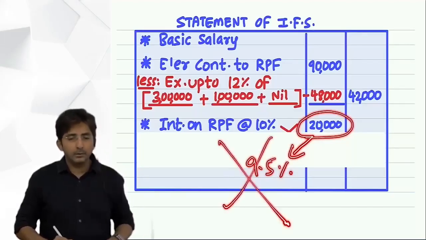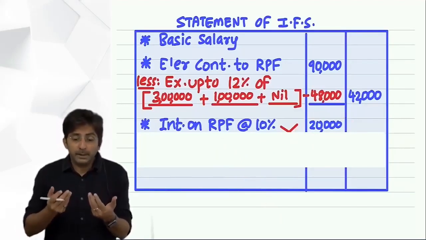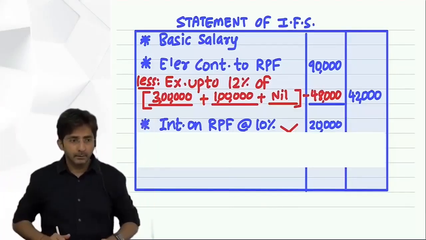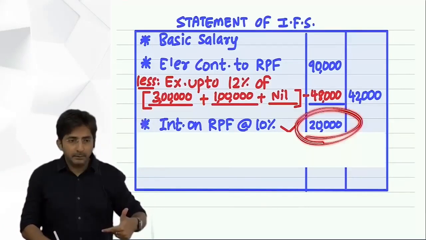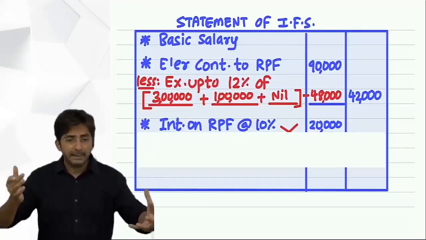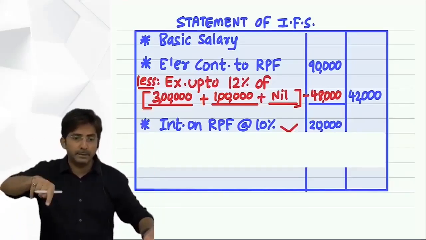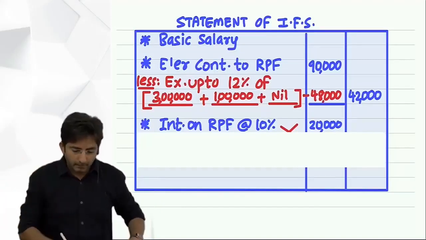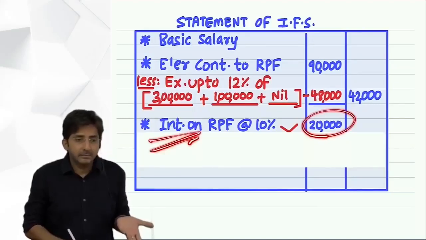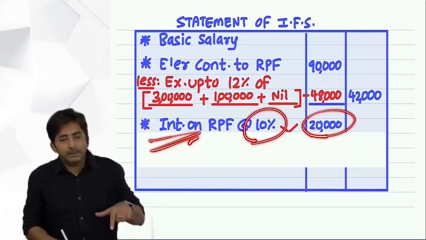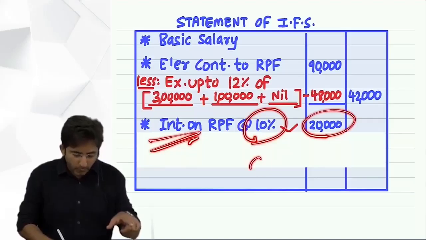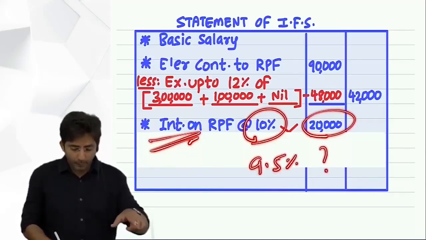Tell me why this is wrong. See, 9.5% is the rate of interest. Rate of interest you can apply on the fund balance. But is this the provident fund balance? If I know how much money is there in my provident fund, the whole fund balance, then I can apply 9.5% on it. But this is not the fund balance. 20,000 itself is interest, but this is at the rate of 10%. So if at the rate of 10% interest comes to 20,000, what will it be at the rate of 9.5%? Cross multiply.